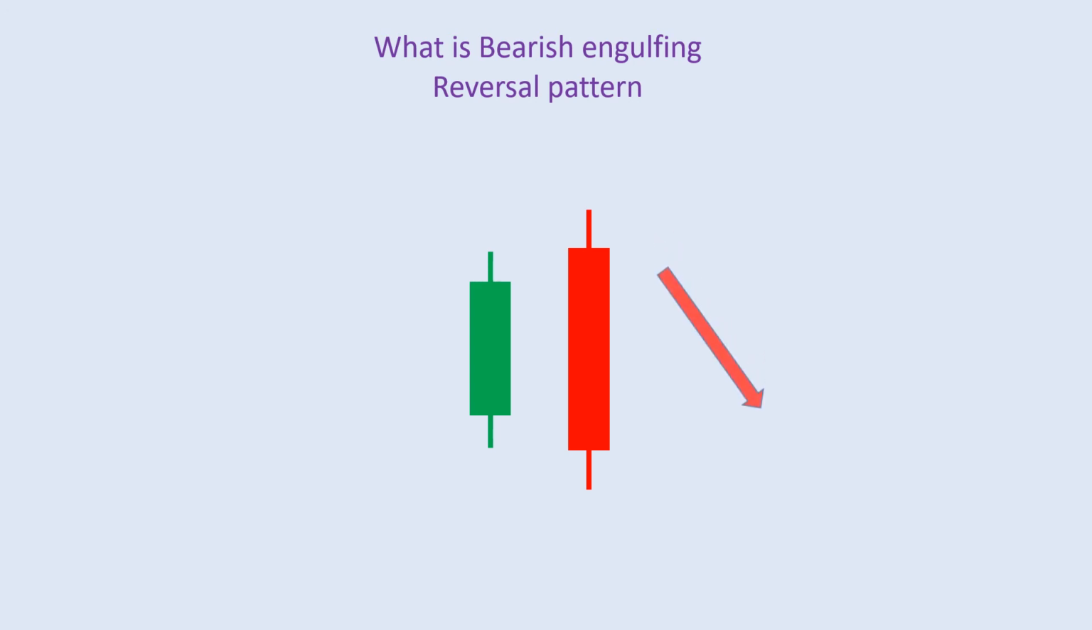What is bearish engulfing reversal pattern? Bearish engulfing consists of two candles. The first one is a bullish candle and the second one is a bearish candle that engulfs the bullish candle. If this pattern is seen at the top of an uptrend, it suggests a downtrend reversal.